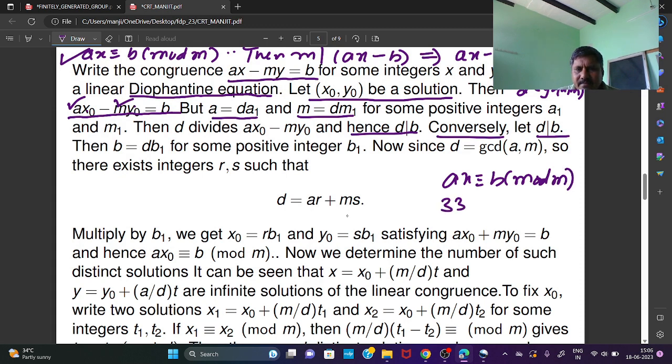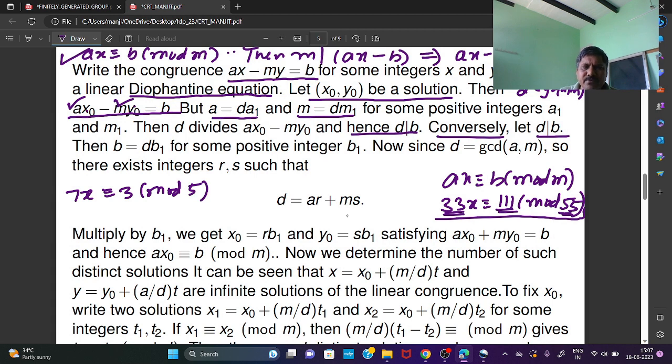Like if you take 3x congruent to 1 mod 55, we can check whether this system has a solution or not. Another simple situation is this, 3 mod 5. We can see that the GCD of 7 and 5 is 1, or if you take here 10, then the GCD is 2, and 2 does not divide 3. So this type of system has no solution. So this linear congruence has no solution. So whether the linear congruence has a solution or not, this must be verified.